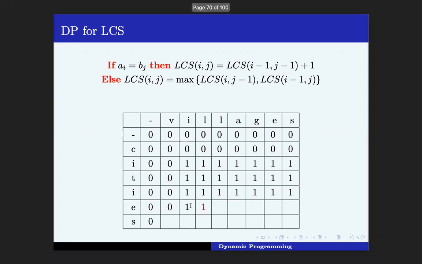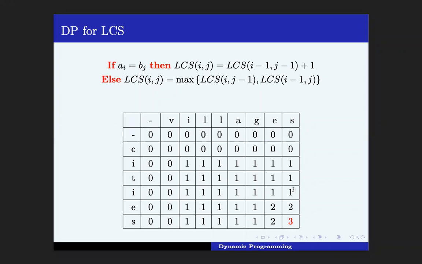Now here the same thing will happen. And you'll come here, and here I come and ask, what is E and E? They're the same, so it will be the corner plus 1. So 2. And you do this whole thing. That's it.